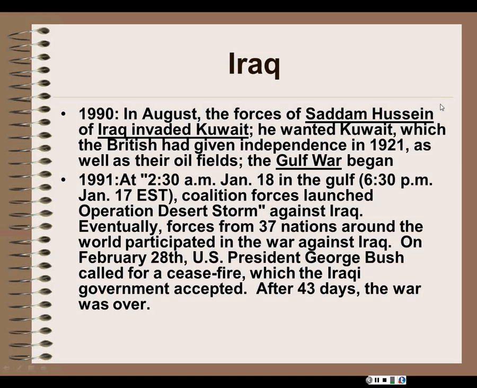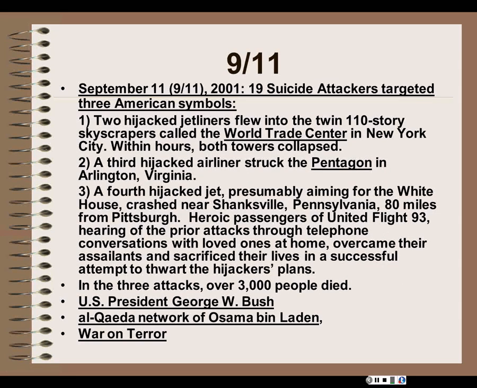But meanwhile, in August of 1990, the forces of Saddam Hussein of Iraq invaded neighboring Kuwait. He wanted Kuwait, which the British had given independence to in 1921, as well as their oil fields, and the Gulf War began. The United States responded, as well as 36 other nations responded in a war against Iraq. On February 28th, U.S. President George Bush, this is the first George Bush, called for a ceasefire, which the Iraqi government accepted, and after 43 days, the war was over. Obviously, Iraq withdrew from Kuwait.